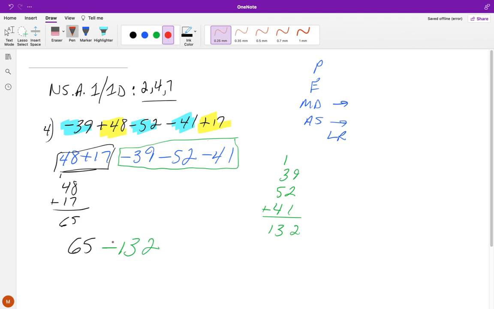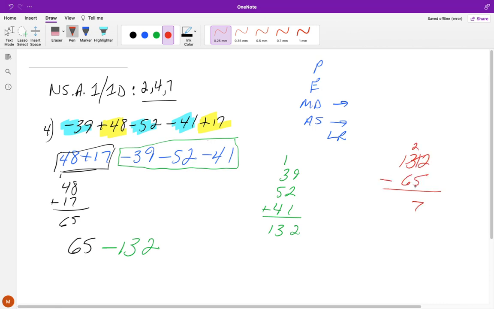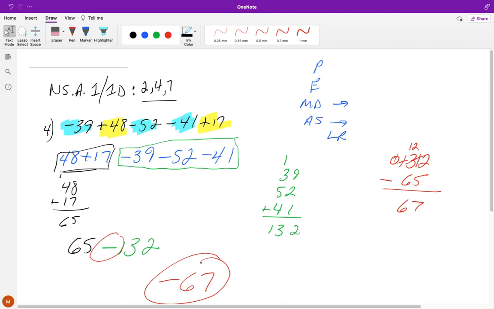And now from here, I look and say, okay, well, I have different signs, so now I'm going to subtract. So I'll do 132 minus 65. So then we borrow. That gives me 7. We borrow from here, and then that gives me 6. So since the larger number was negative, it will be a negative 67 as our final answer. All right, we could have just went down the line and added them and subtracted them as we went. But then for me, I just think it's easier to group them. Then we only have to add it twice and then subtract it once.